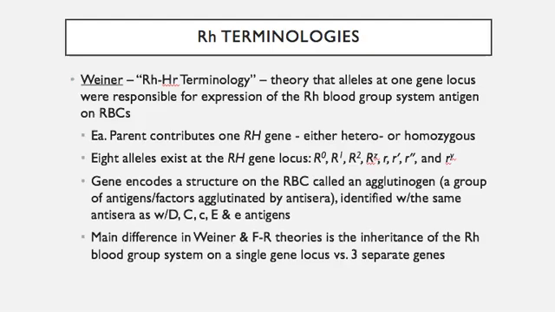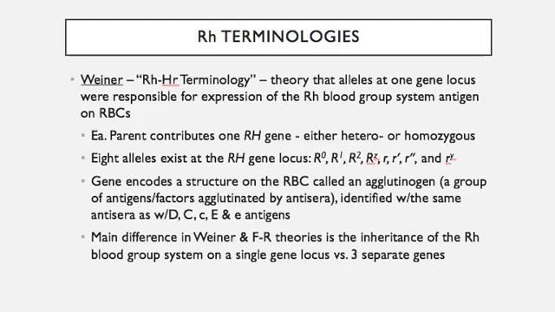Okay, the next terminology was the Wiener, also known as the Rh-Hr terminology. His theory was that alleles at 1 gene locus were responsible for expression of the Rh blood group system antigen on the red cells. He said that each parent contributes 1 Rh gene, and it's either heterozygous or homozygous. He said that there are 8 alleles that exist at that Rh gene locus, and this is how he defined them.